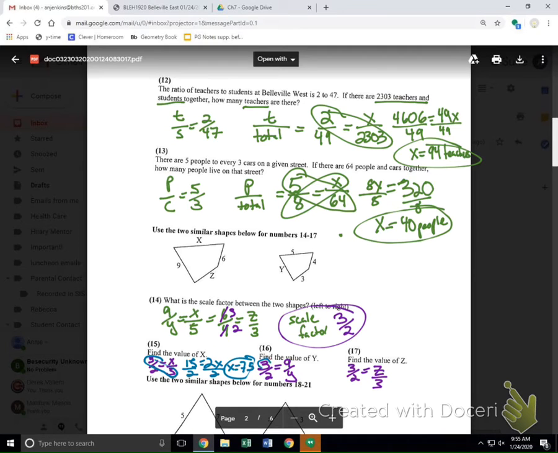Over here, we have 3 times y. It's going to be 3y equals 2 times 9, which is what? 18. We're going to divide by 3. Y equals 6. And then we have 3 times 3, which is 9, equals 2z. We're going to divide by 2. Z equals 4.5.